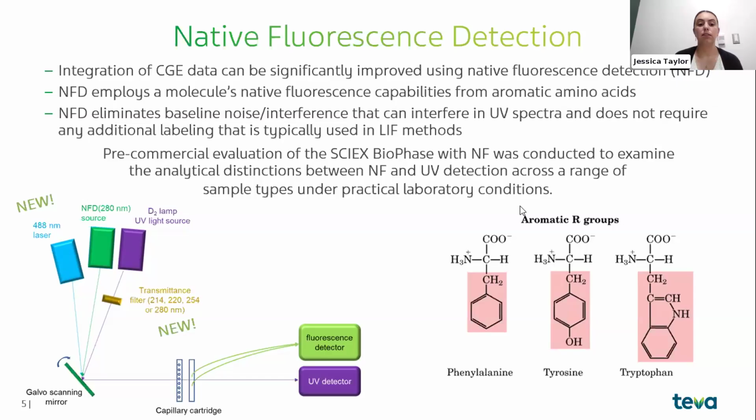But if you wanted to collect native fluorescence data as well as UV data for a single sample, you'd have to do one injection and collect data using the UV detector and then perform another injection to collect the data with the native fluorescence detector. So to begin our evaluation, we took 14 of our in-house Teva molecules along with NISTmAb and prepared them under non-reduced and reduced conditions. And then we ran them using both the native fluorescence detector as well as the UV detector.